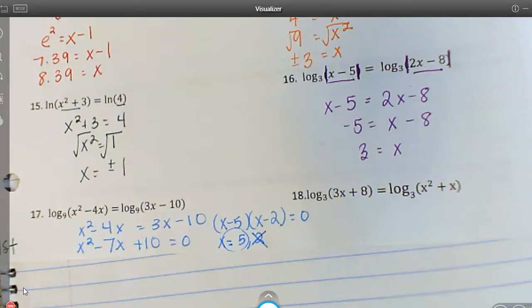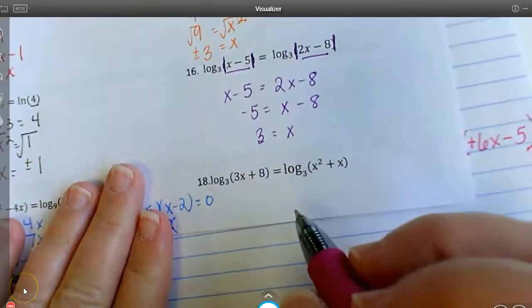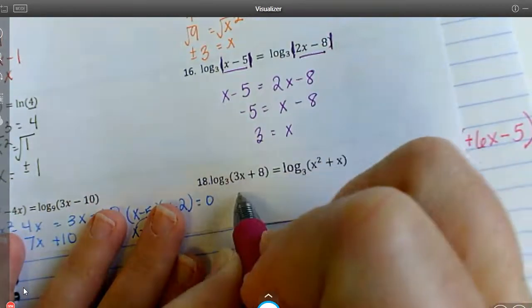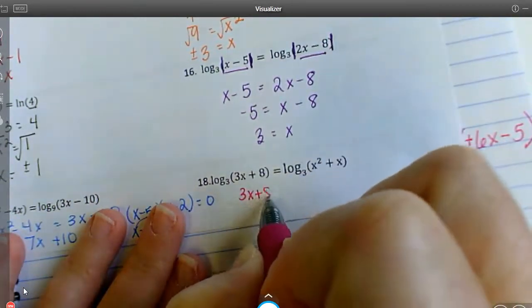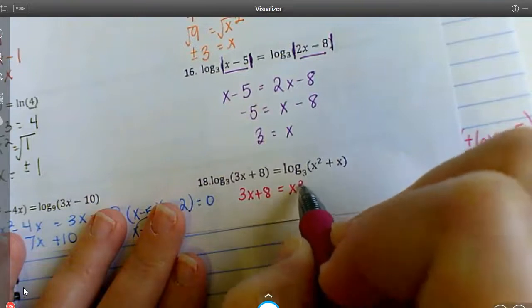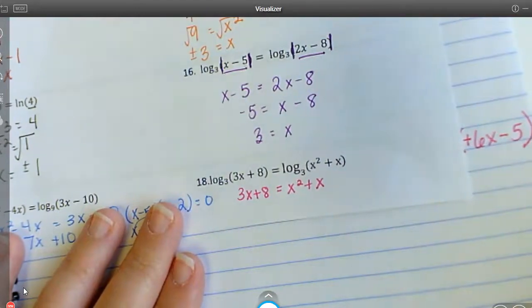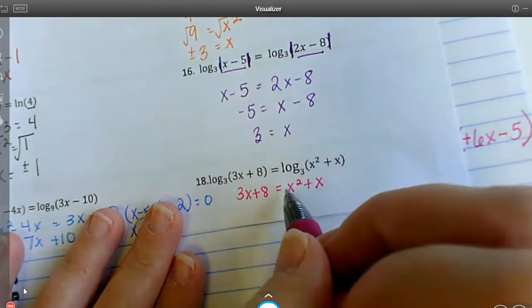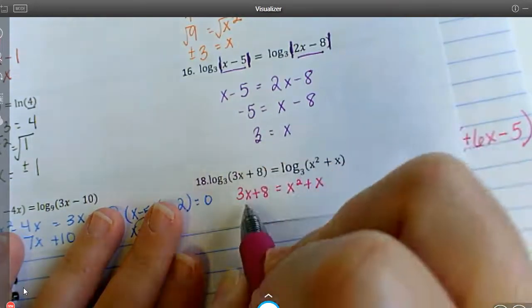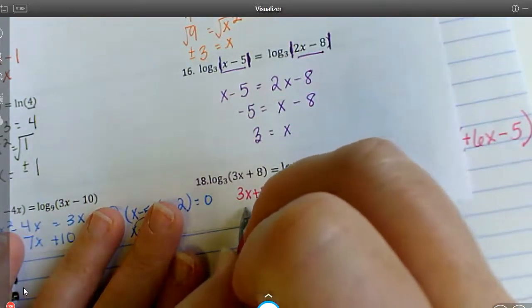The only time that you have to check your answers like that is when you have logs on both sides. Okay. Try number 18. So on 18, because they both have log on both sides, I'm just going to set their parts equal. 3x plus 8 equals x squared plus x. I'm going to move everything to the right side to get everything with the x squared. So I'm going to subtract 3x and subtract 8.